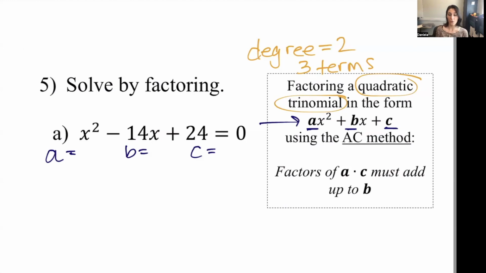So A is the coefficient, or the number in front. Don't say x squared. That imaginary number is 1. B, be super careful, is a negative 14. And C is going to be a positive 24.